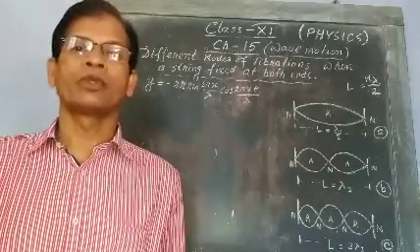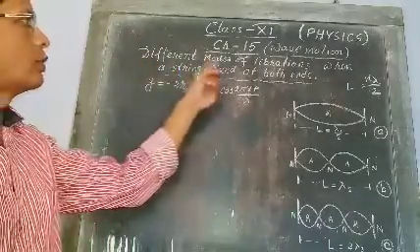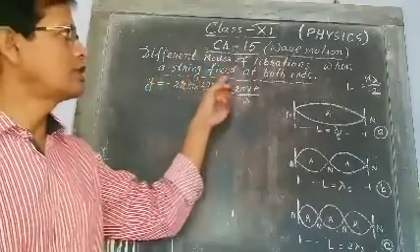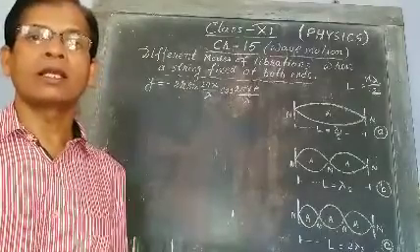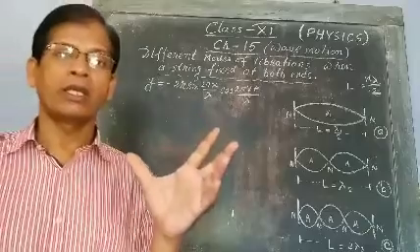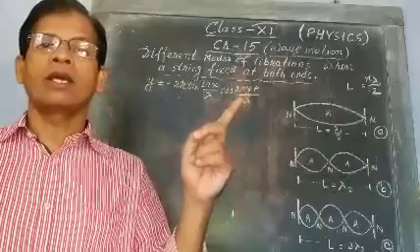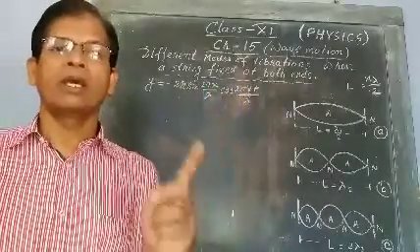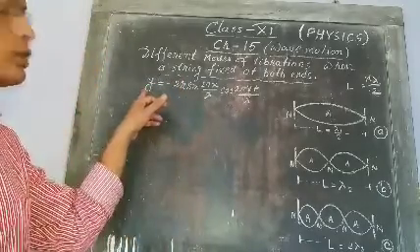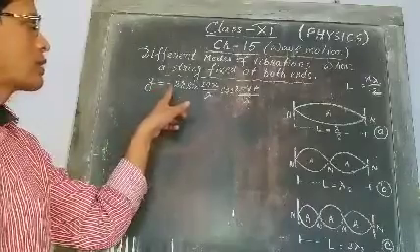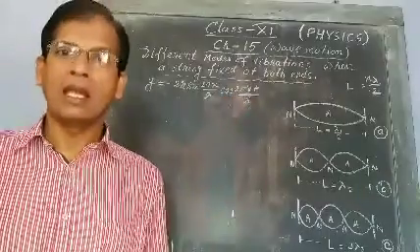Dear students, we are going to discuss the different modes of vibration of a string fixed at both ends. In the last lecture, it was already discussed that when a string fixed at the two ends vibrates, a stationary wave is formed, and the equation of the stationary wave was derived: y equal to minus 2r sin(2 pi x by lambda) cos(2 pi vt by lambda).